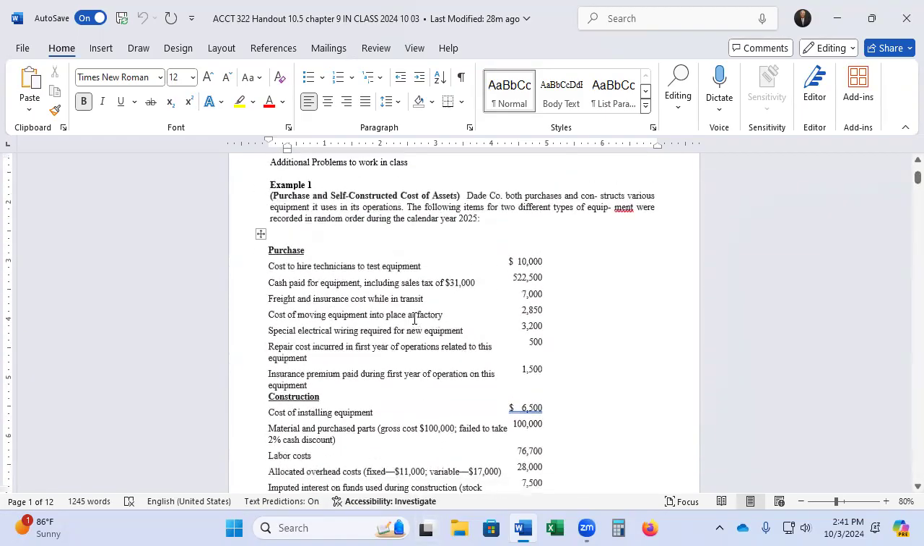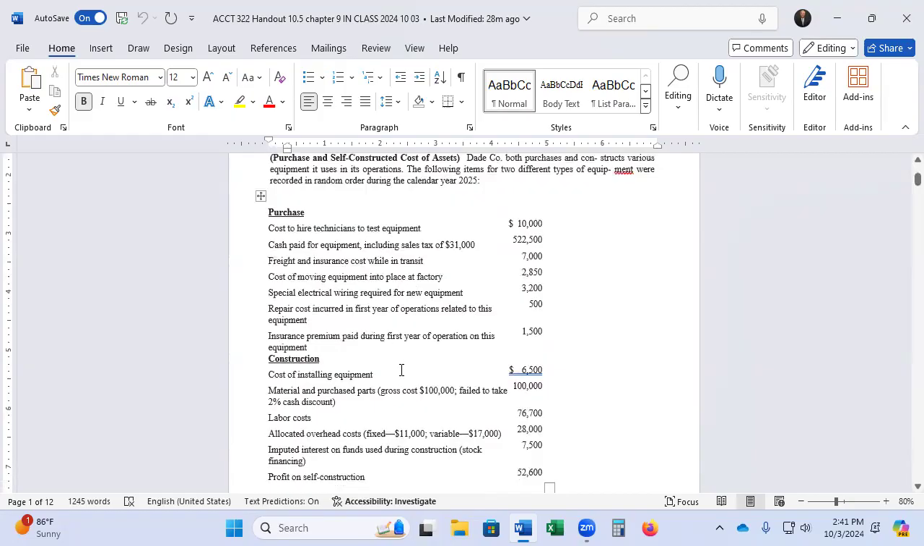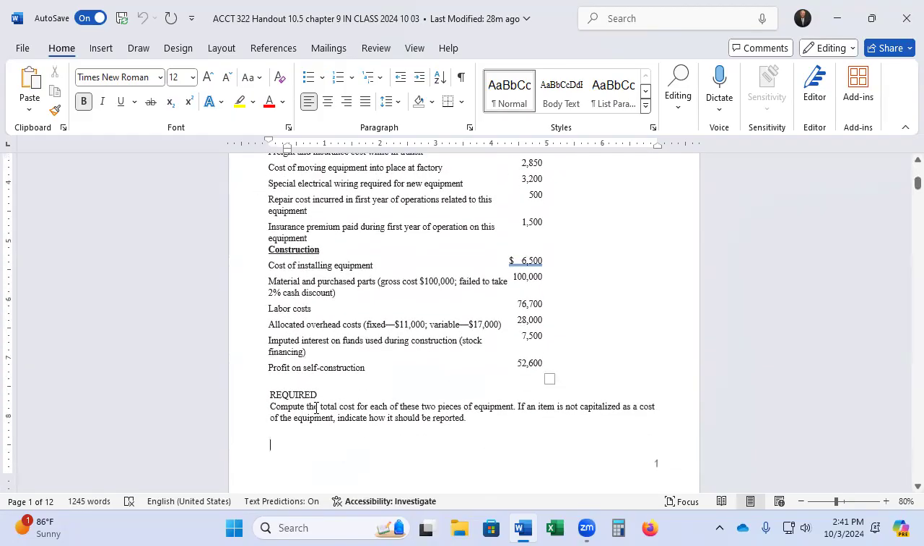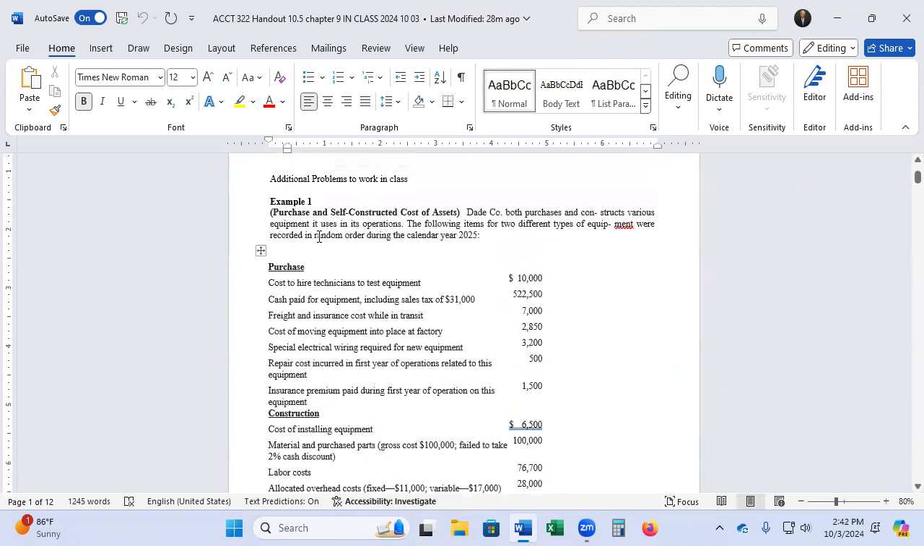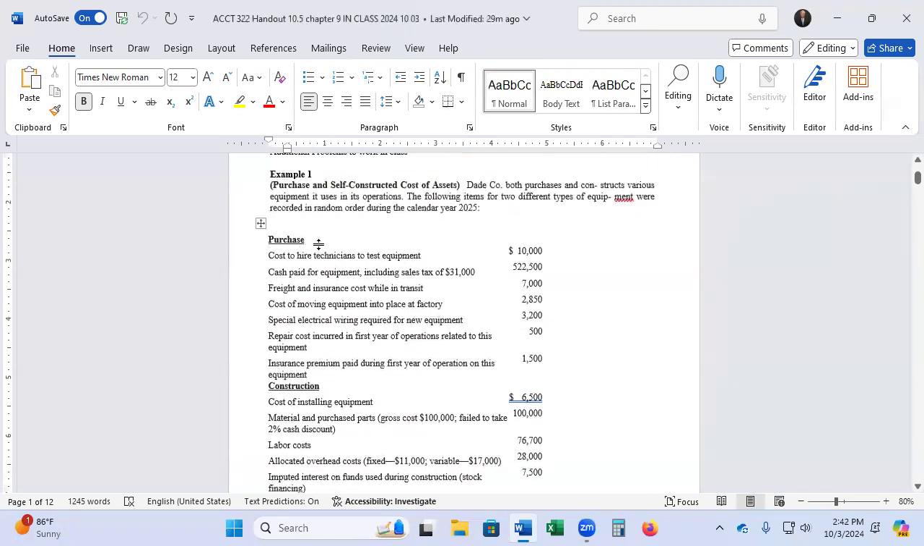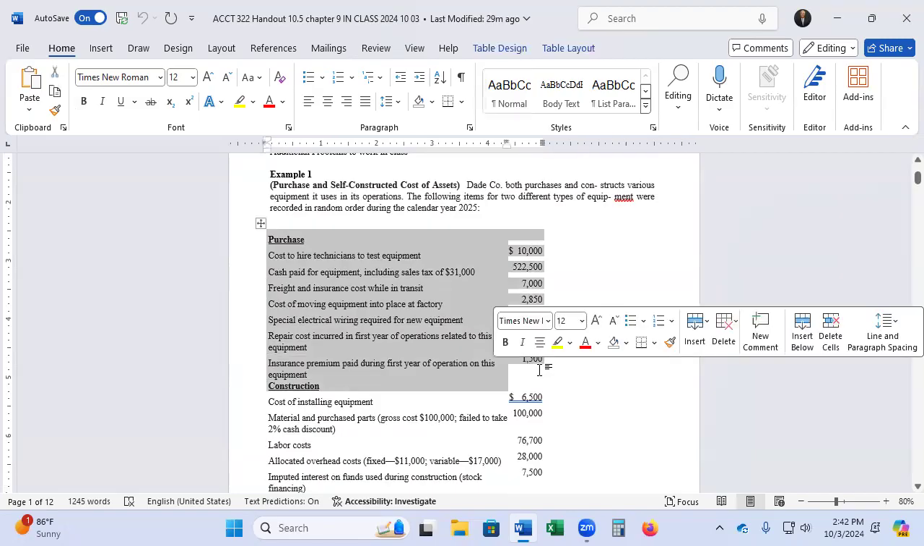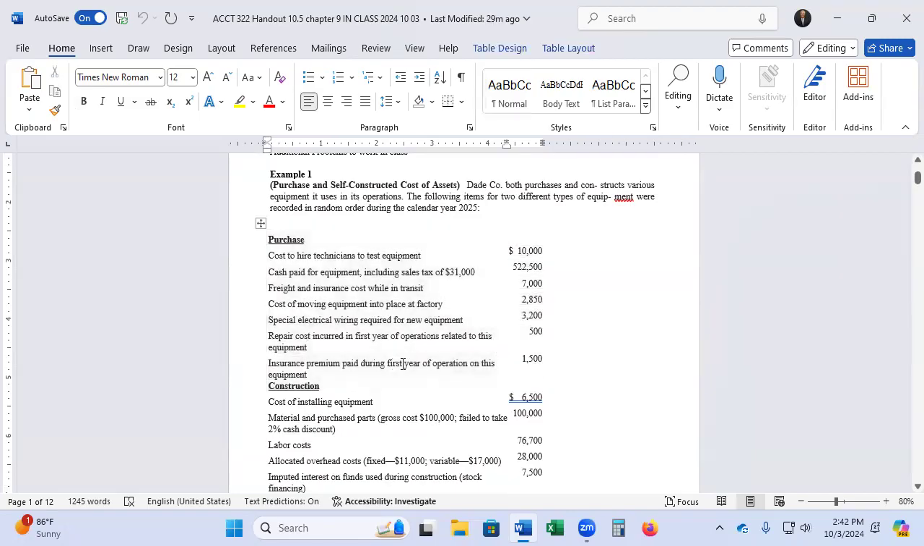But at least with this first one, you can say, okay, what's going to be part of my cost? What's not going to be part of my cost? So for this one, we're looking at the total cost of the two pieces of equipment. If an item is not capitalized as a cost, indicate how it should be reported. So if it's not going to be capitalized, then it's going to be an expense of some sort. So take about 5 minutes, and I'll see where you're at, to look through this purchased asset and label it to yourself whether or not you think it should be capitalized or expensed. And then I'll walk you through it.